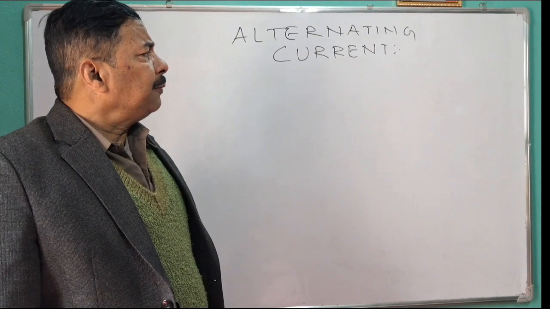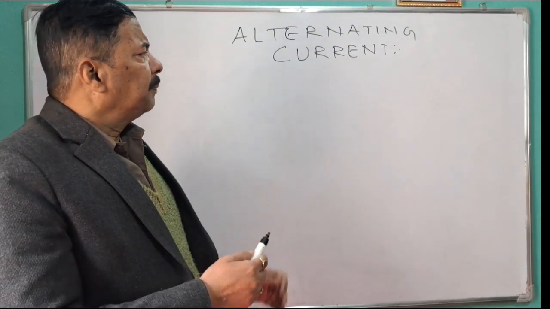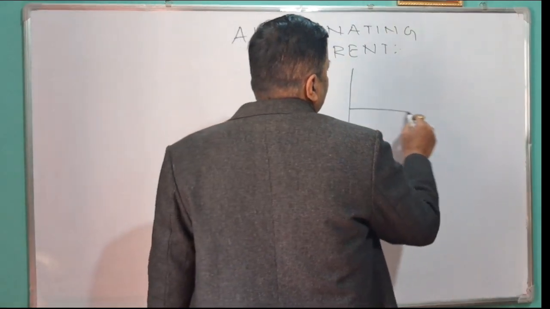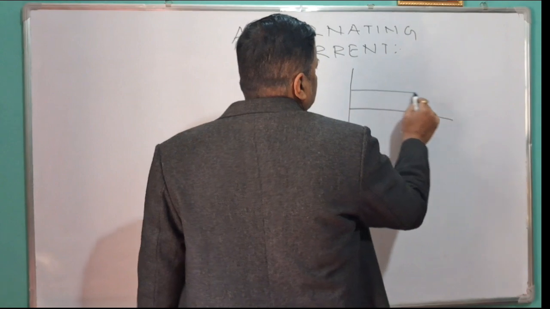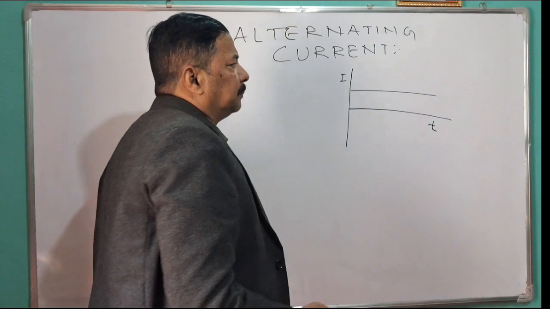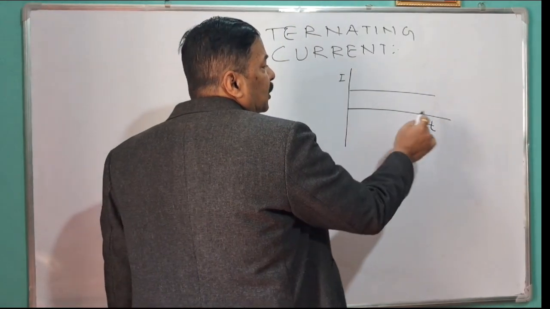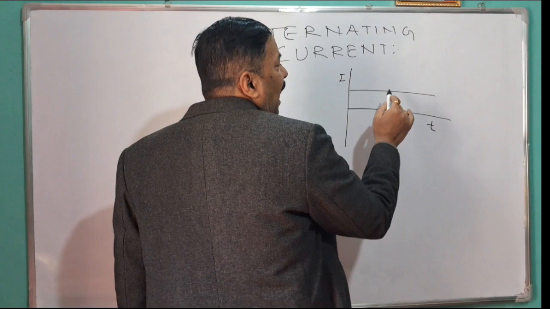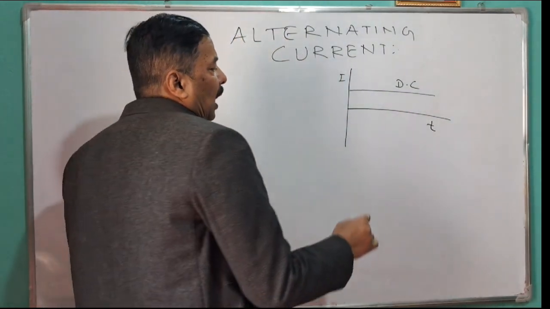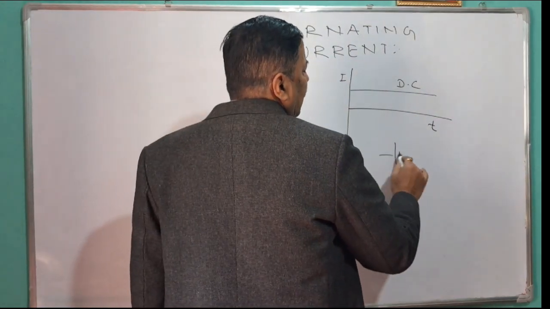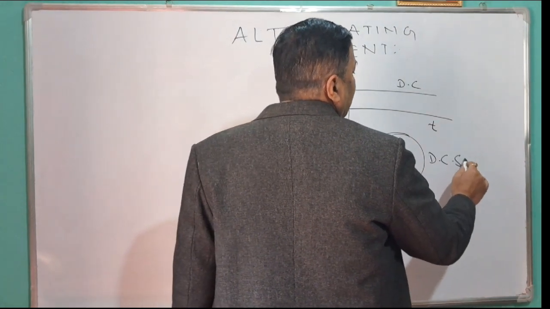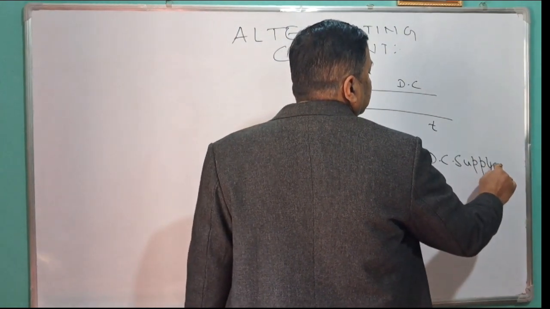So if we talk about the current, try to understand what is AC current. Here is a current: here I, here t. The current is not changing, time is continuously changing, but the current is constant, and this current is your DC, direct current. And the supply for direct current is our normal source. So this is your DC supply, that you are familiar with.